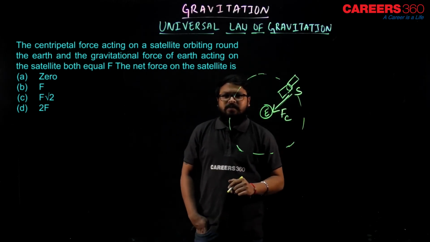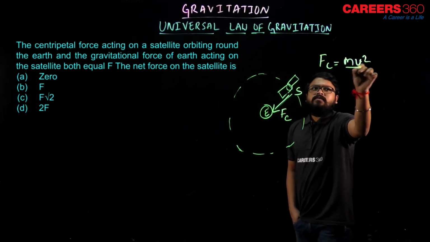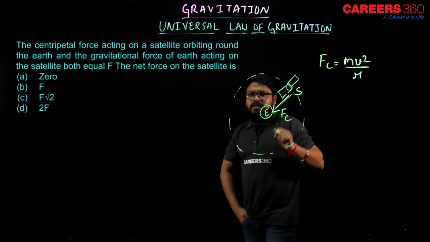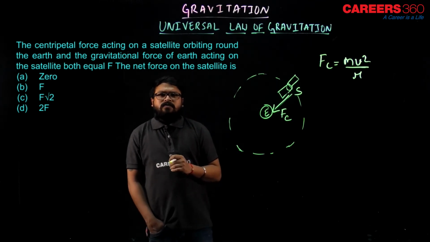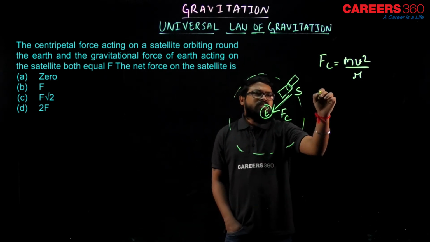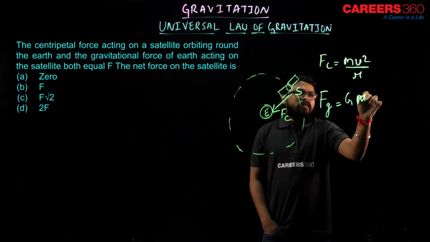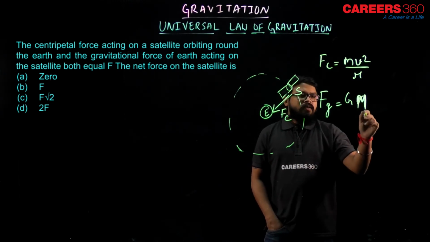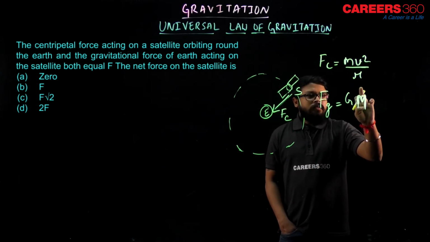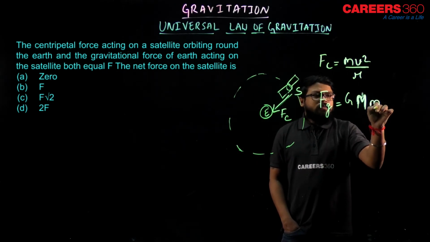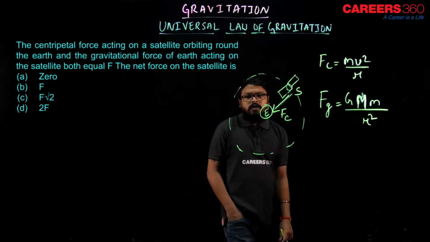So let us write Fc, centripetal force. Fc is nothing but mv square by r, that is centripetal force which we have already seen, where r is the radius of the orbit. And the gravitational force of earth acting on this satellite, both equal. So gravitational force Fg, that is G capital M, let us write capital M, that is mass of earth, into mass of the satellite small m upon r square, clear.